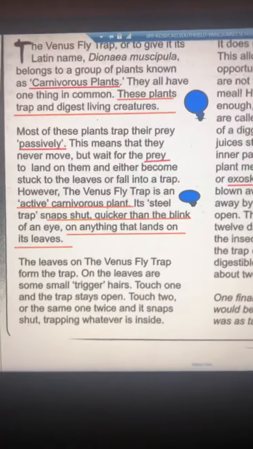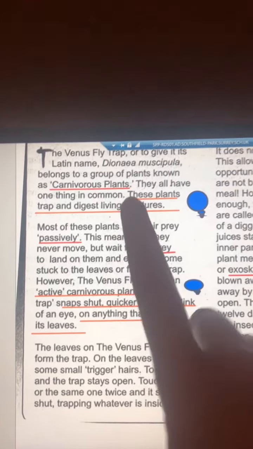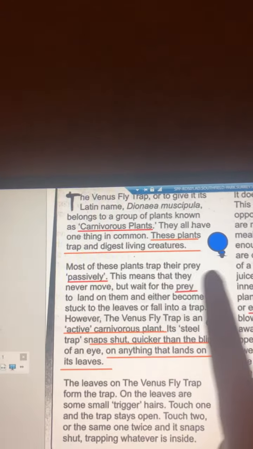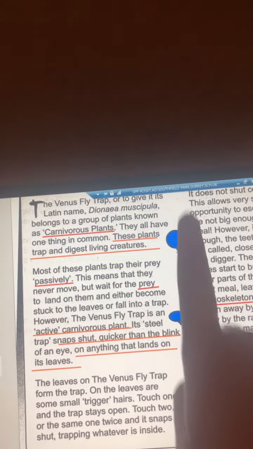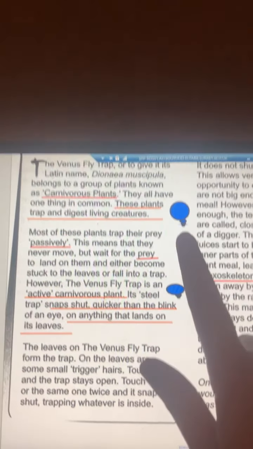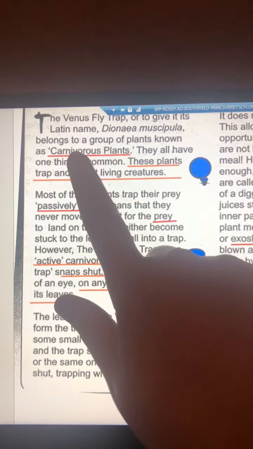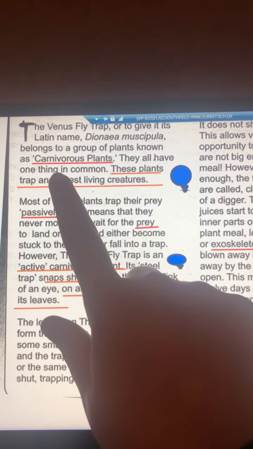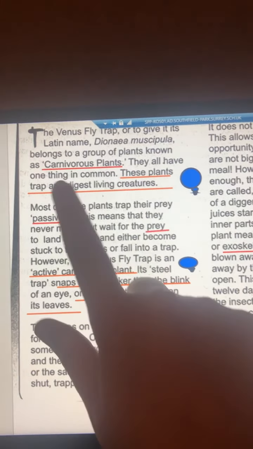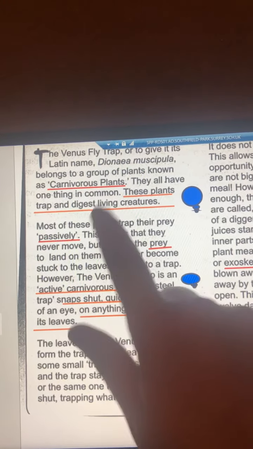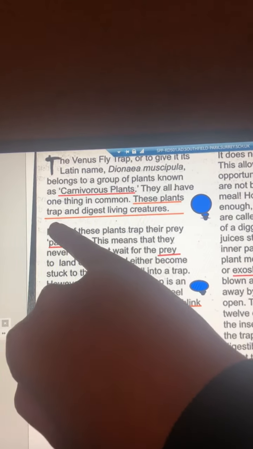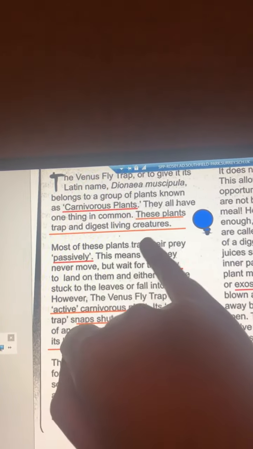Now, going back to my pre-reading, I have actually underlined what I think is the answer to this already. And this is where my thought bubbles have come in really, really useful. The sentence says, it belongs to a group of plants known as carnivorous plants. They all have one thing in common. These plants trap and digest living creatures.